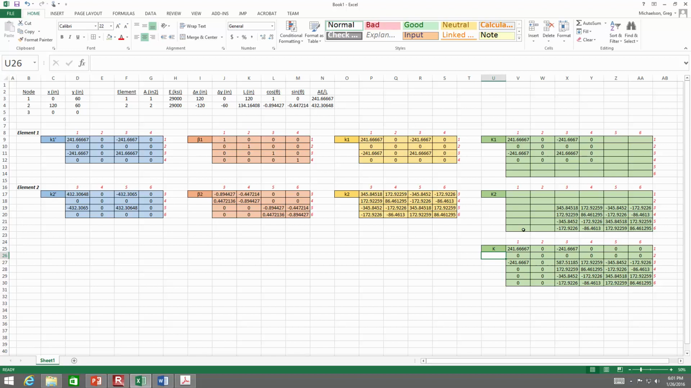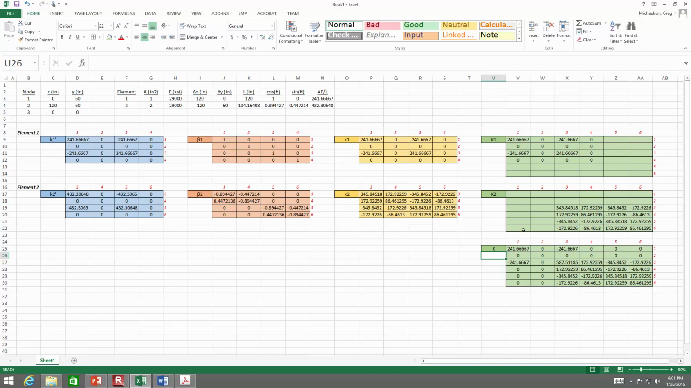What's your check? Okay. Values along the main diagonal: 241, 0, 587, 86, 345, 86. What characteristic do all those values along the main diagonal possess? They are positive. What else? The transpose and the original matrix must be identical. In other words, it is symmetric.